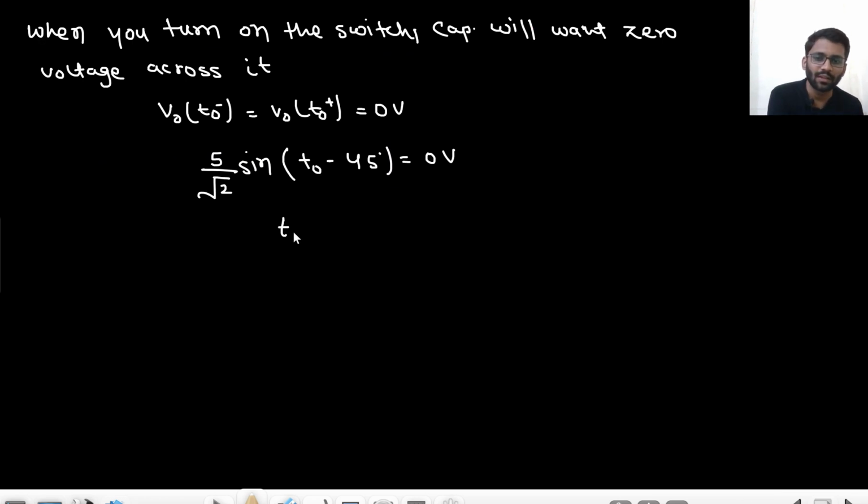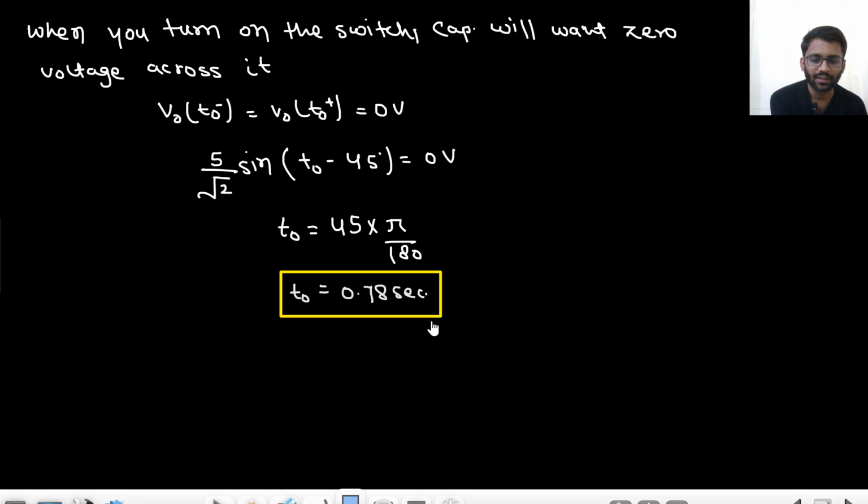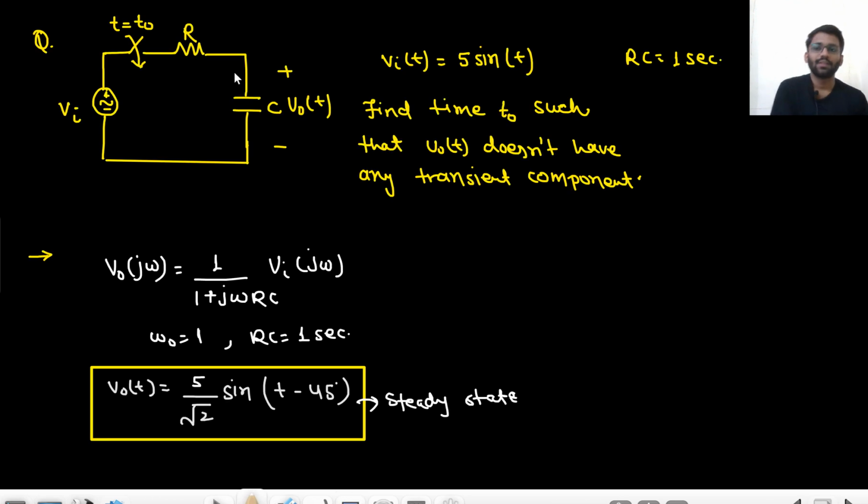So my t naught would be, this is in degree, so in angle it would be pi by 180 degree. Like in time we have to find in radian, this is in angle, so we have to find in radian, so it would be pi by 4. I need to bring a calculator, wait. So my t naught is 0.78 second. Okay, so at t equals 0.78 second, if I turn on the switch, my circuit will not have any transient response.